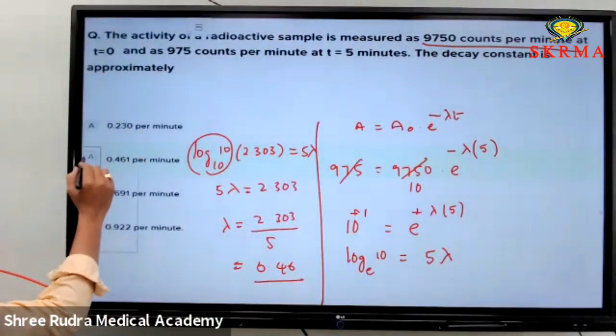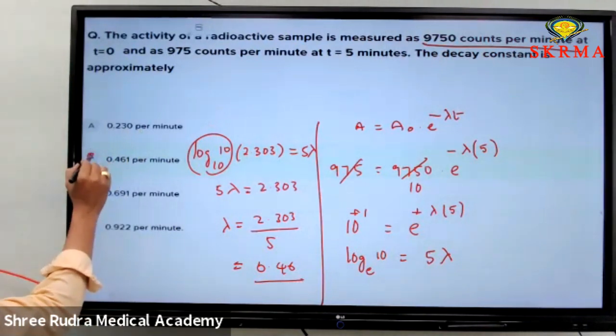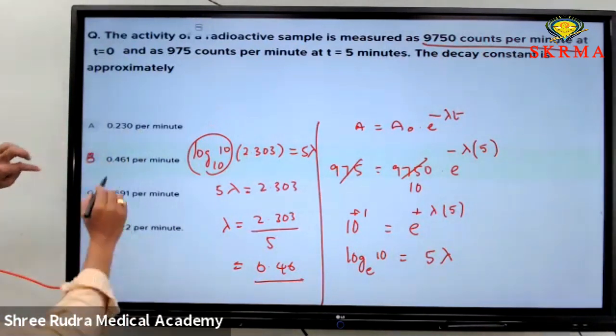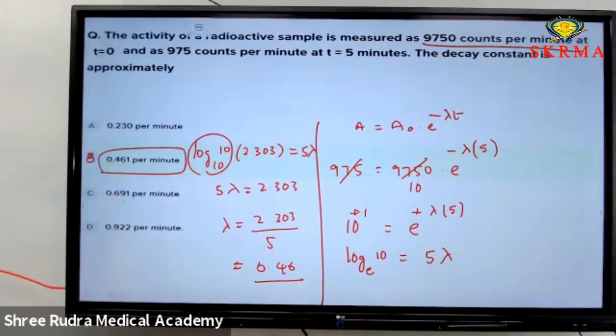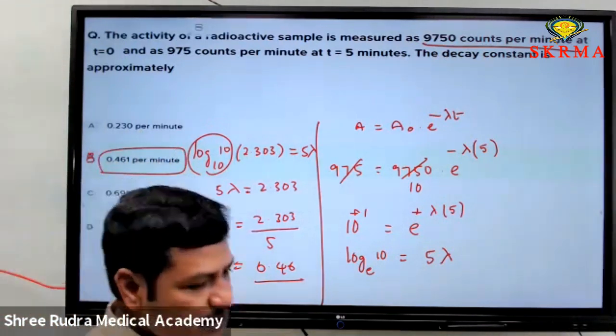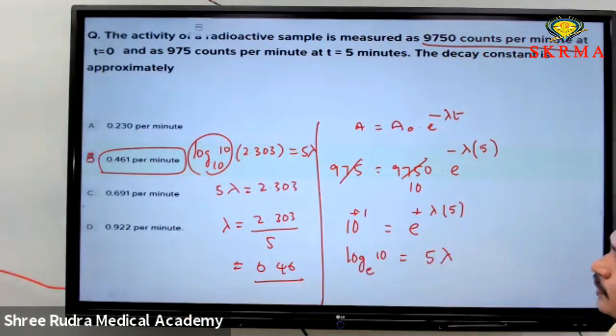The correct option is B. The correct option B is 0.461 per minute. This is also basic, dependent upon the basic equation: A equals A naught into e to the power minus lambda T.